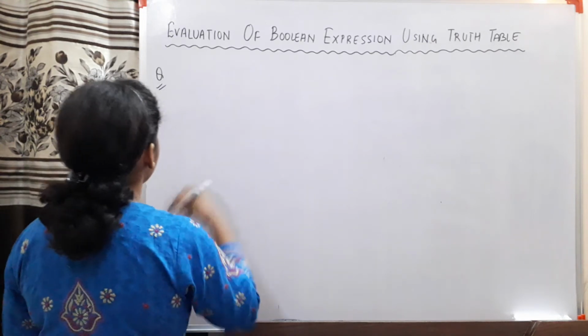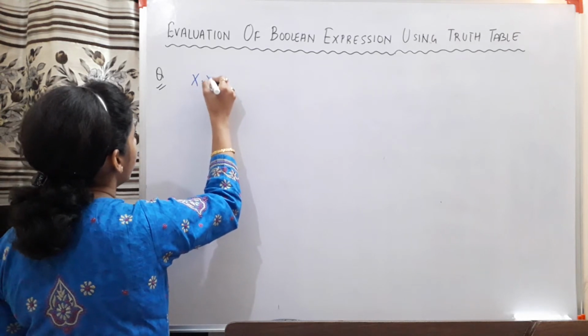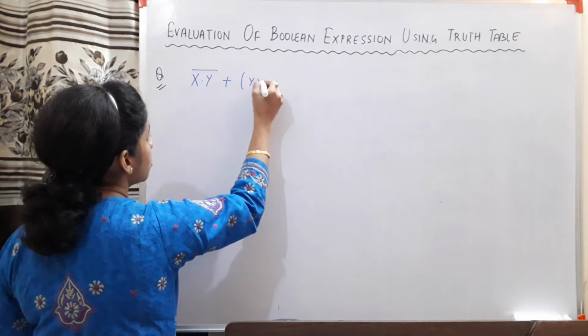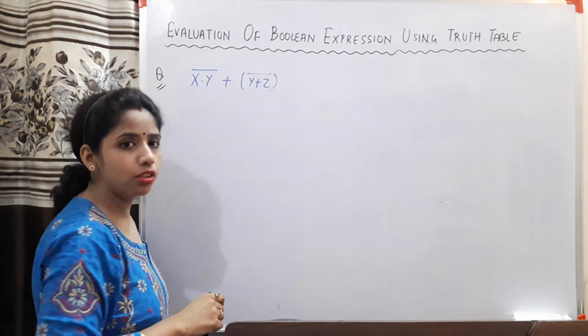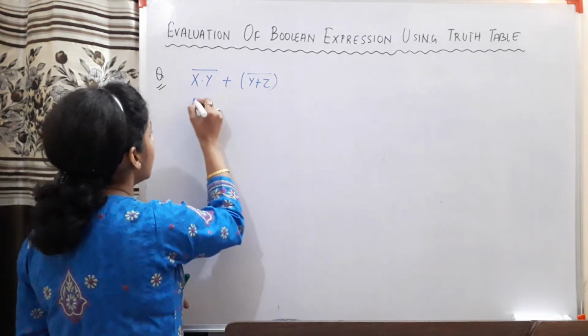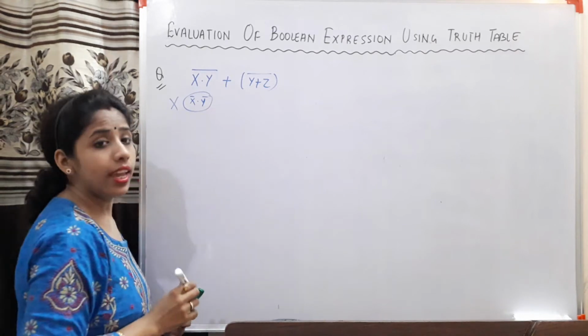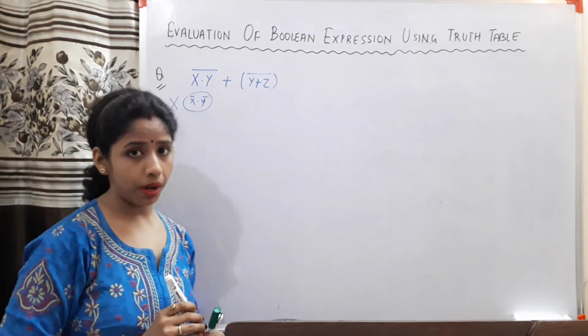Let us take just one more example in which children often happen to make mistake, and that is the case of whole bar. Suppose I have the expression as x dot y whole bar plus y plus z whole bar. Whenever there is whole bar, children often interpret it as x bar dot y bar, but this is not so. Remember children, x bar dot y bar is not equivalent to x dot y whole bar.